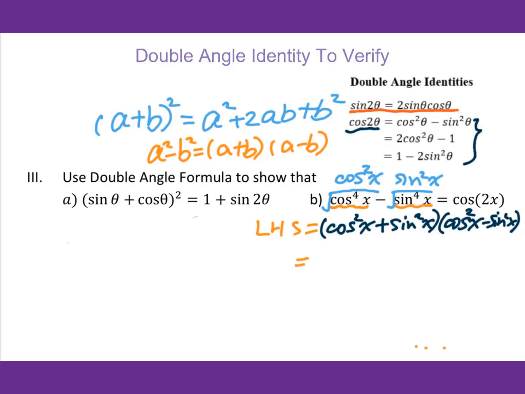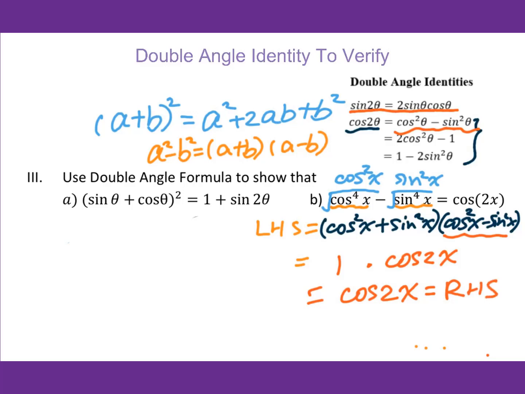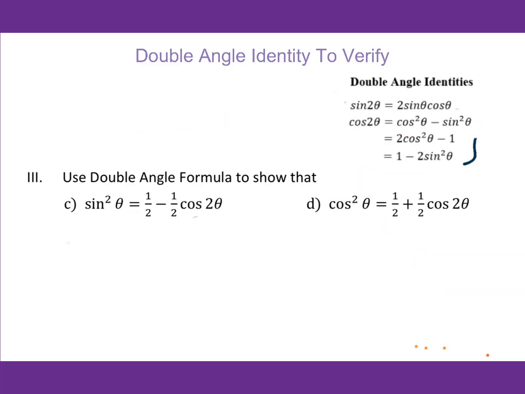For cosine squared x plus sine squared x, that's 1. This is 1 times this part, which is the formula for cosine 2 theta. So we got cosine 2x, that's the right hand side. Let's go to C. We get started from the right hand side because the right hand side is more complicated. Therefore, I got 1 over 2 minus 1 over 2 cosine 2 theta.